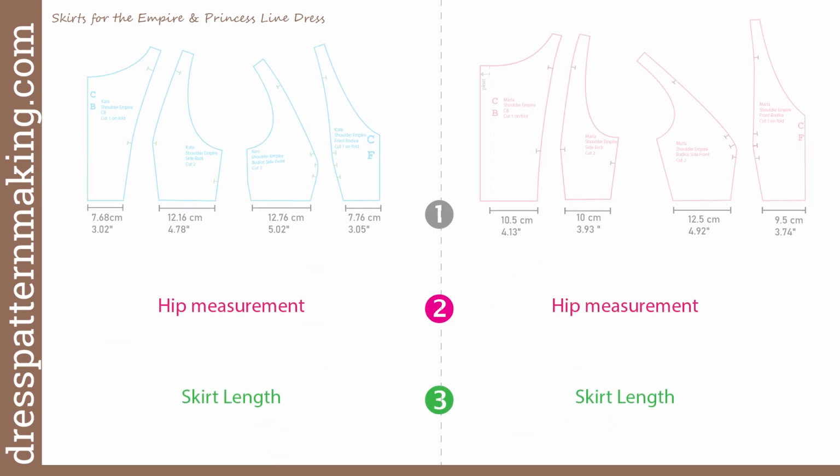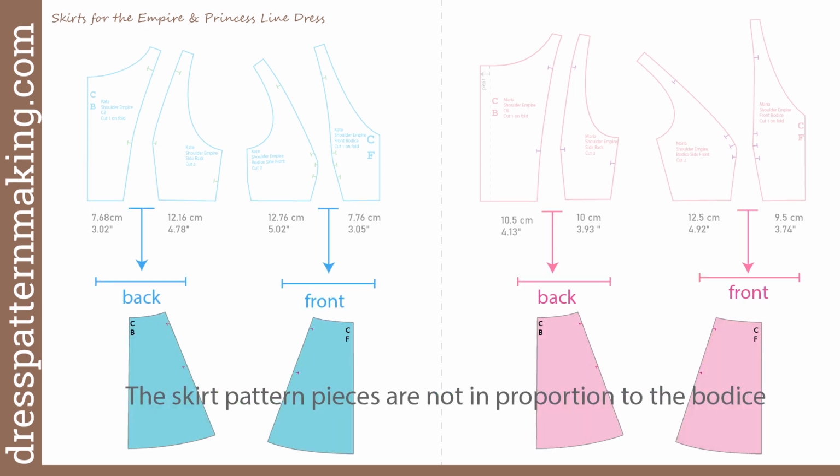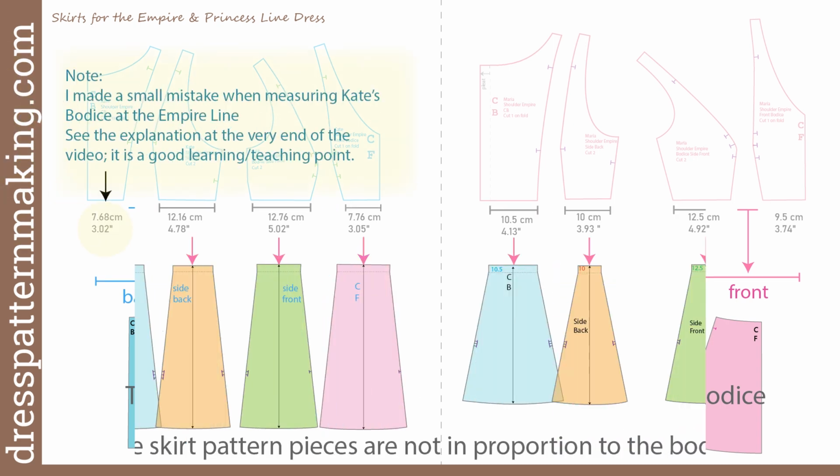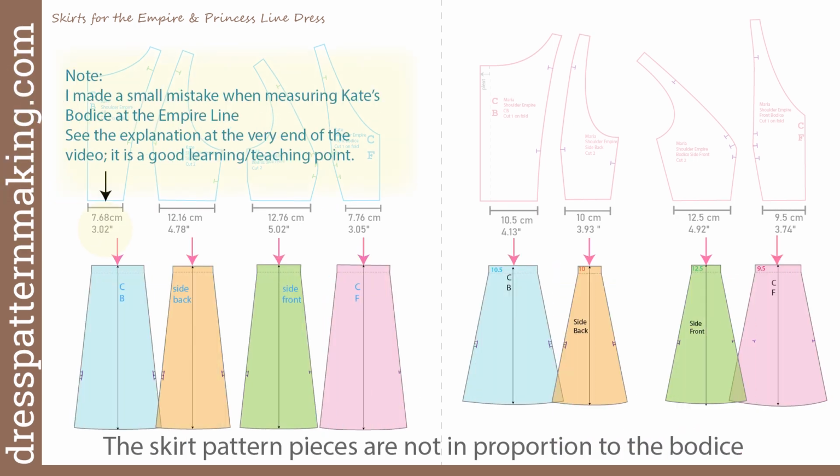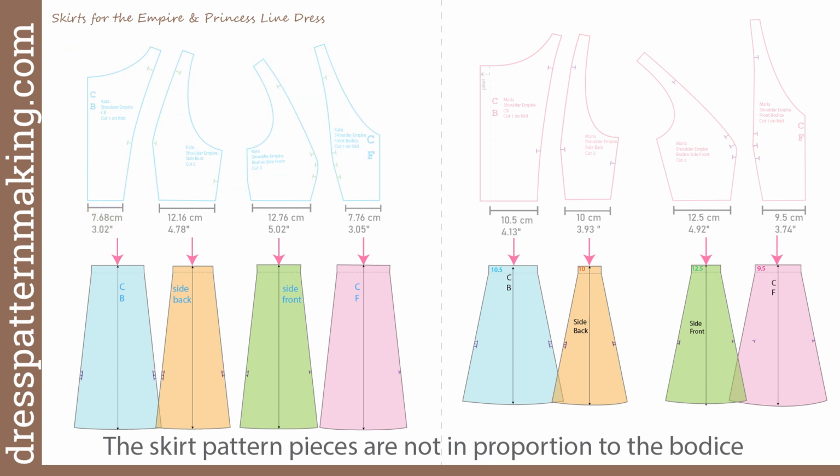So to draft the skirt, you'll need the bodice measurements at the Empire line, so the underbust or the high waist measurements. You also need your body hip measurement and the desired skirt length. When drafting the A-line skirt, you add the 2 bodice back measurements together and the 2 bodice front measurements together, as there's only 1 pattern piece for the back and 1 pattern piece for the front. For the panel skirts, however, the princess design line will continue through the skirt, so you'll be drafting 2 pattern pieces for the front and 2 for the back.